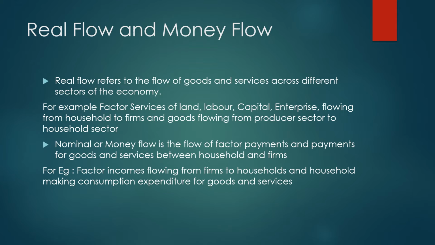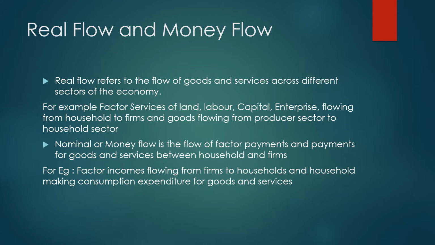In circular flow of income, we need to acquaint ourselves with two flows: real flow and money flow. Real flow refers to the flow of goods and services across different sectors of the economy. Now, example of real flow is flow of factor services of land, labor, capital, and organization from the household sector to the producing sector, and flow of goods from the producing sector to the household sector.